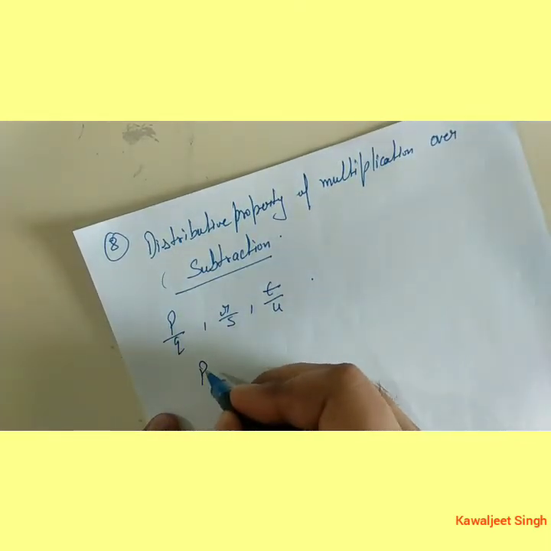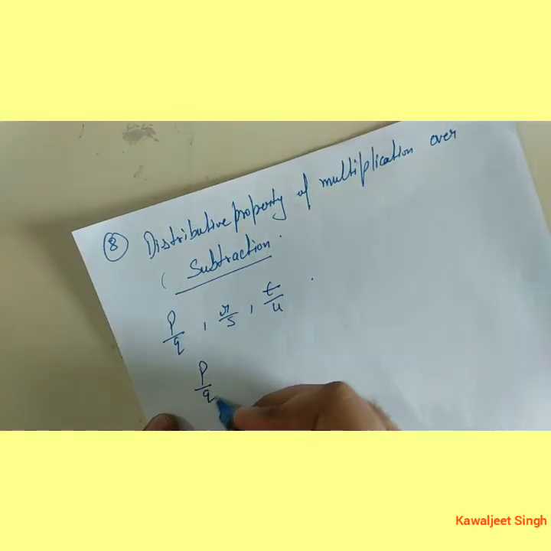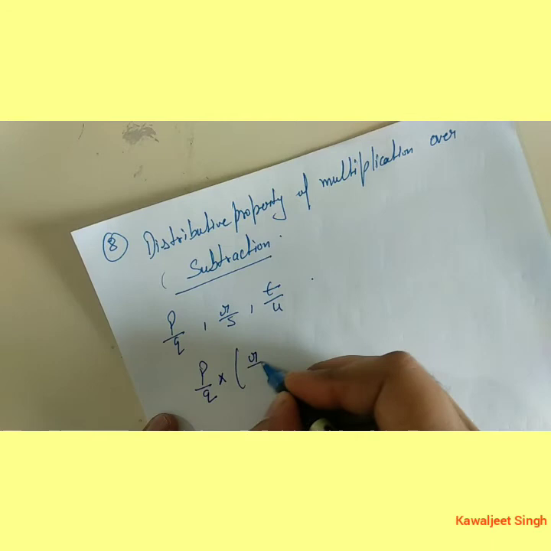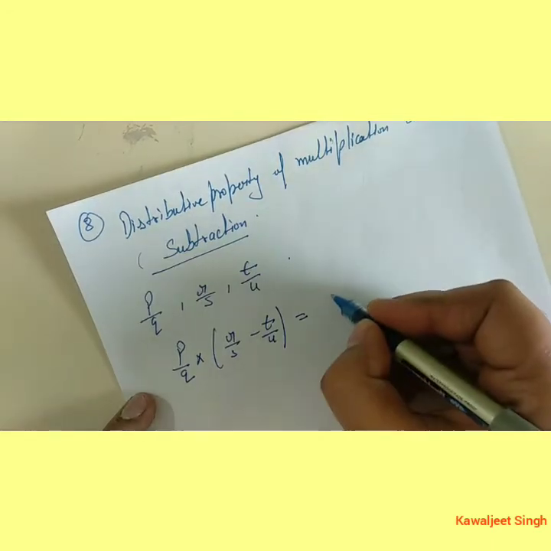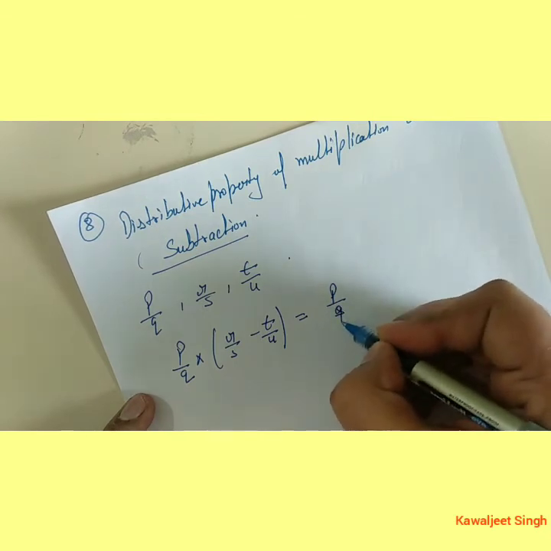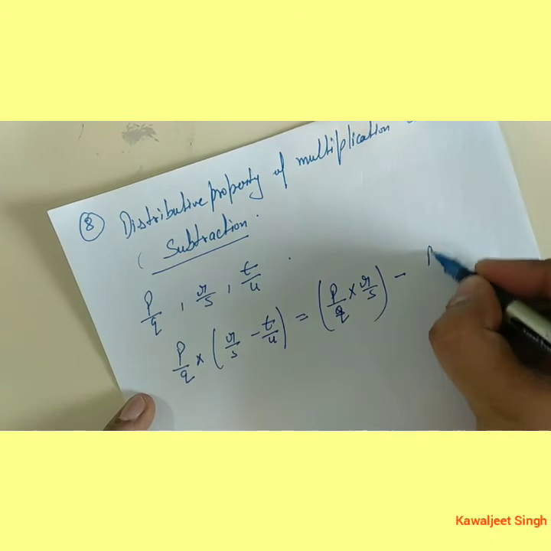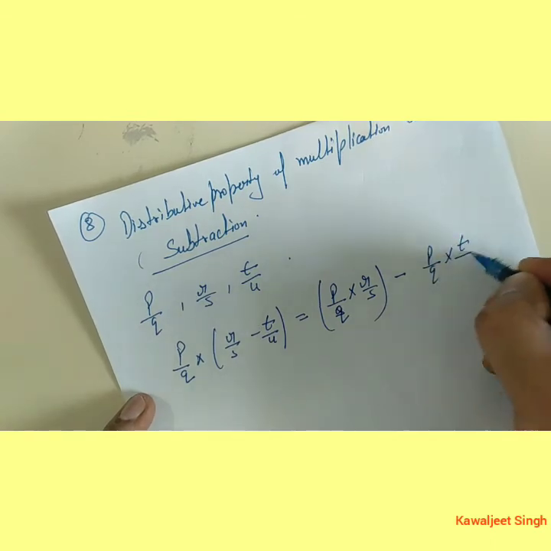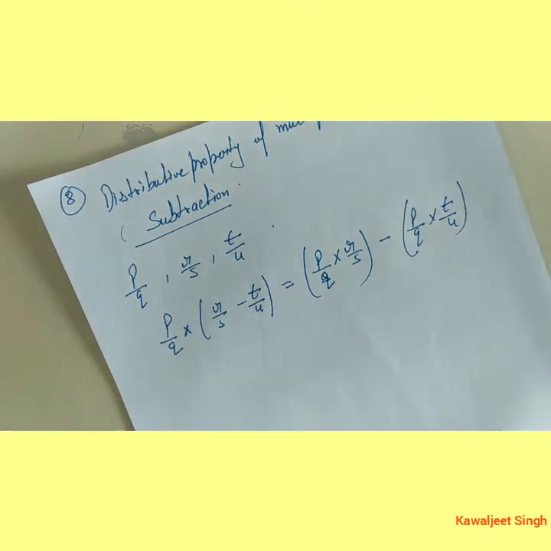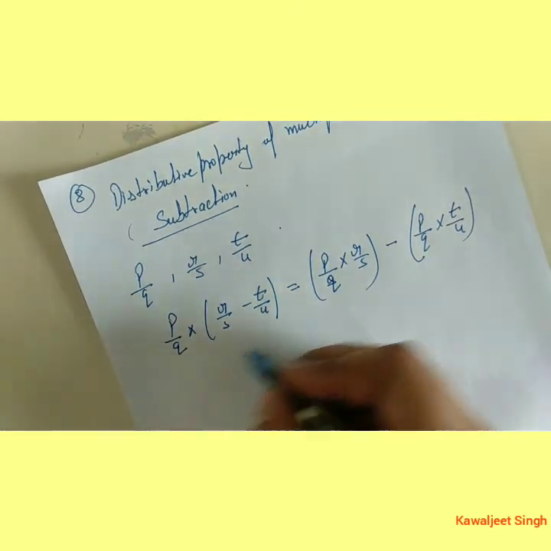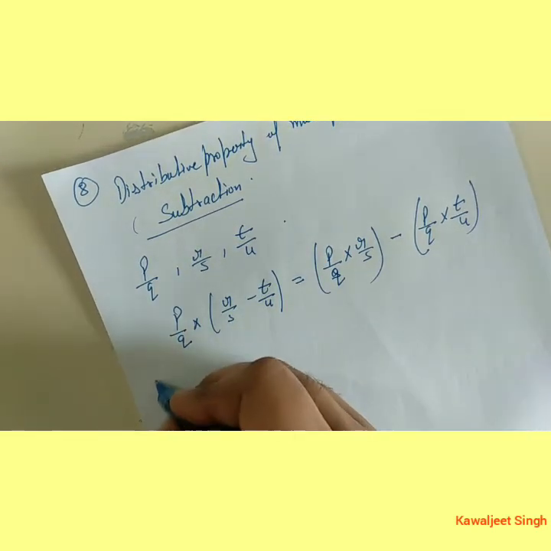then we can write the distributive property of multiplication over subtraction: p by q multiplied with r by s minus t by u will be equal to p by q into r by s minus the product of p by q into t by u here. As I solved the seventh property with an example, similarly you can solve this property with the help of an example here.